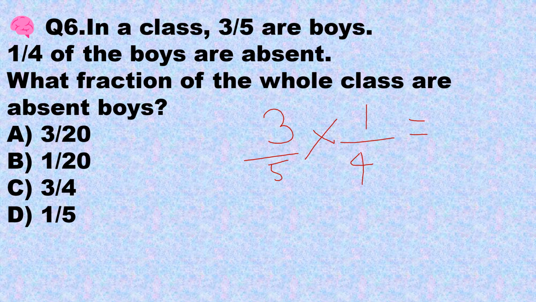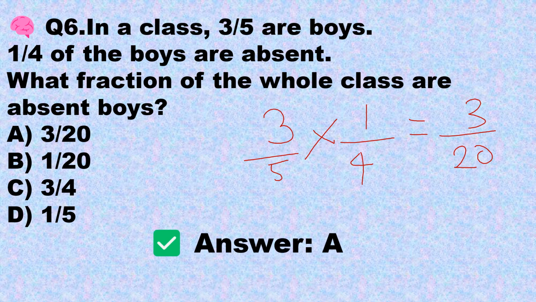So what you will get? 3 ones are 3 and 5 fours are 20. See, you are getting 3 by 20 in option A. So option A is your correct answer.